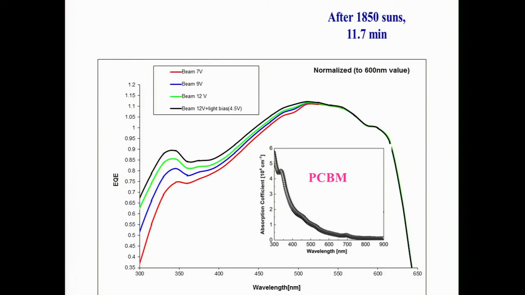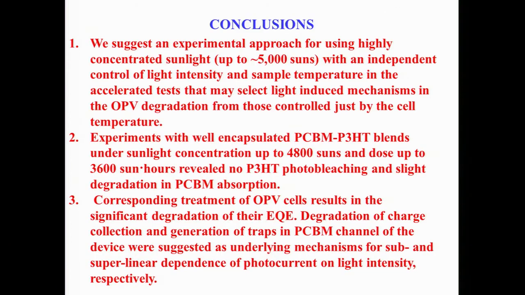You see that it shows that this is exactly in a part of PCBM absorption. So it's traps in a fullerene moiety of the device. So our conclusion is that we suggest an experimental approach for using highly concentrated sunlight with an independent control of light intensity and sample temperature in the accelerated testing that may select light-induced mechanisms in the OPV degradation from those controlled just by the cell temperature.